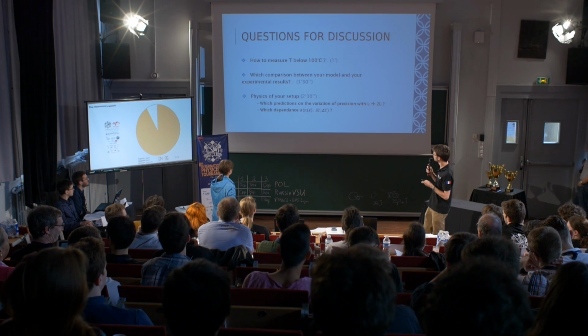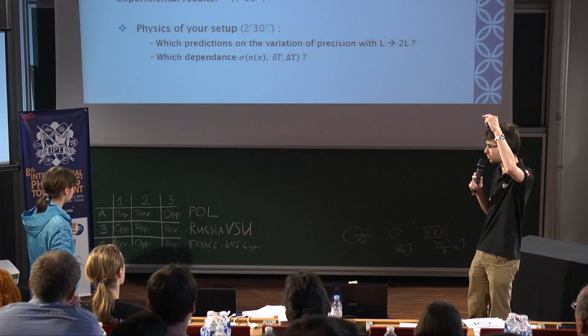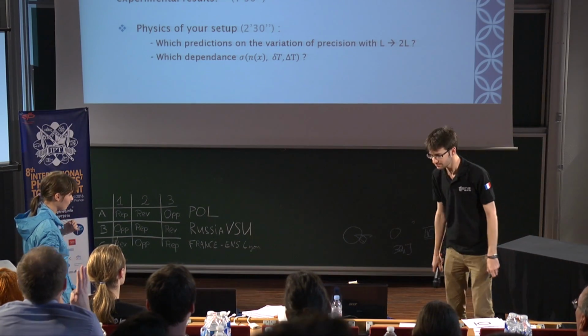Also, the comparison between your model and your experimental setup, because you show us some results, but no comparison with a model which is actually quite complete. So which comparison could we have? And on the physics of your setup, which prediction on the variation, especially for this scaling, and which dependence of the sigma on the distribution of the optical index, the local temperature fluctuation, and the huge difference of temperature? Thank you.